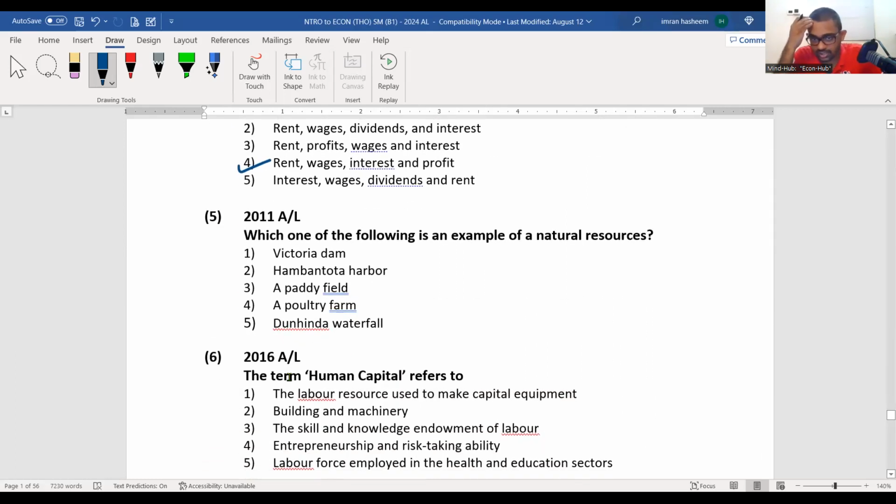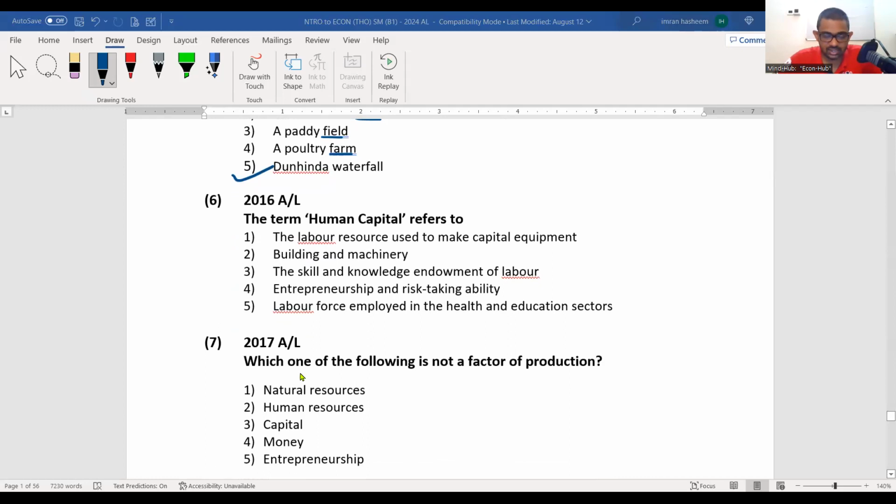2011, which of the following is an example of a natural resource? Victoria Dam is not a natural resource. It's man-made. Hambantota Harbour is not a natural resource. It is man-made or human-made. A paddy field is human-made. No. Poultry farm, chicken running around and all that, but still a farm, human-made. So number 5, the waterfall. Yes, I'm sure you guys are doing okay. No problem. Excellent. Good. Some of you guys are giving the correct answers very quickly. Brilliant.